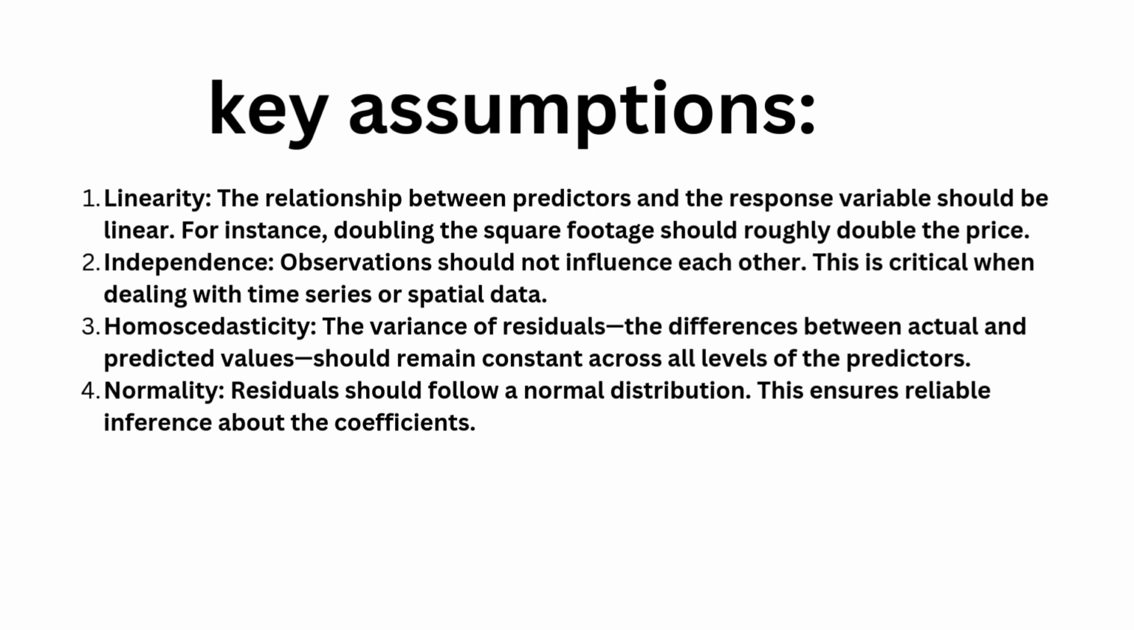Before jumping into implementation, it's important to understand the assumptions underlying multiple linear regression. Linearity. The relationship between predictors and the response variable should be linear. For instance, doubling the square footage should roughly double the price. Independence. Observations should not influence each other. This is critical when dealing with time series or spatial data.